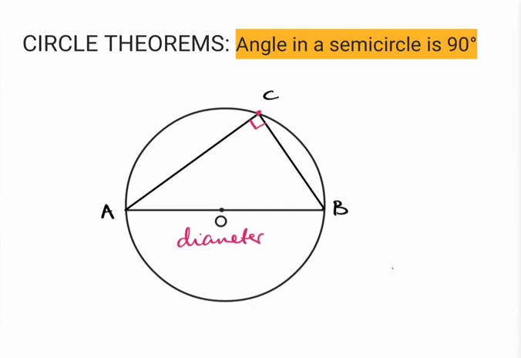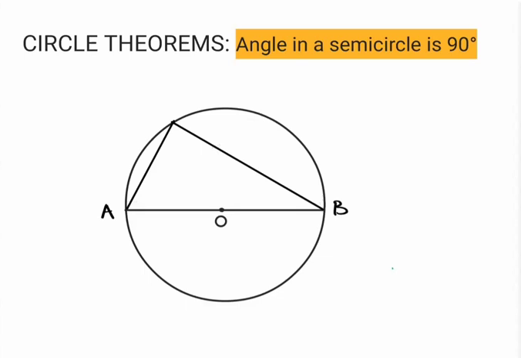And just to point out the fact that our point C does not have to be located where it is right now. I could have drawn this in a different way, like that, and then like that. And I could then position my point C here. This angle would still be 90 degrees.